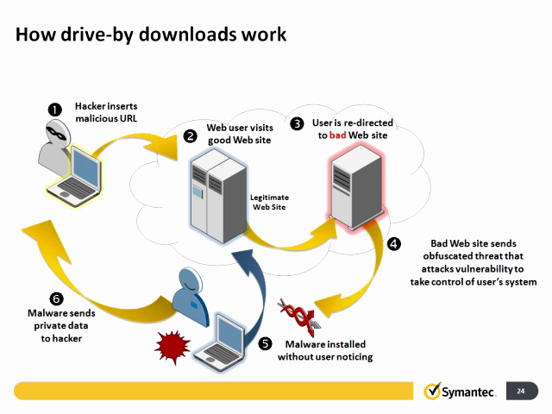This slide depicts how a typical drive-by download works. First, the hacker inserts a malicious URL. Next, the web user visits a legitimate website. Third, the user is redirected to a bad website controlled by the cybercriminal. And fourth, the bad website sends obfuscated threats that attack vulnerabilities to take control of the user's system. In the fifth step, malware is installed without the user noticing it. Finally, malware sends private data back to the hacker.